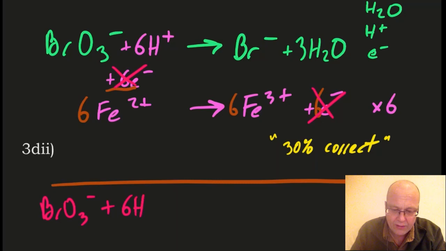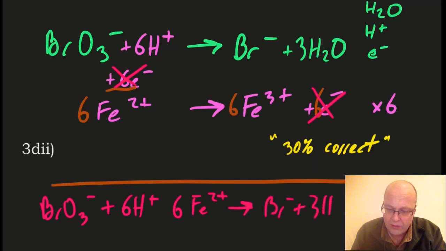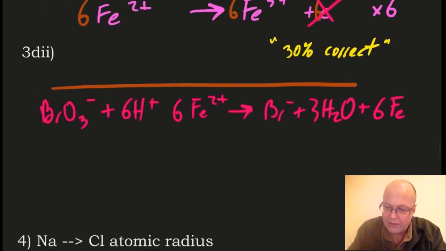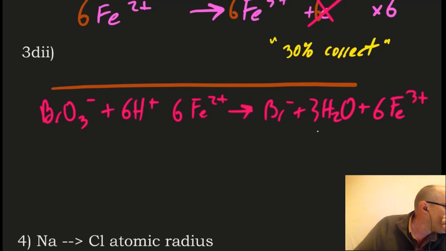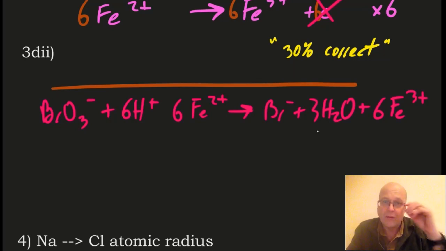And that gives me the bromate 5 ion, 6 hydrogen ions, 6 iron 2 plus ions, got some bromide ions, 3 waters, and 6 iron 3 plus. It's going over my face there, isn't it? 6 iron 3 plus ions. Is that right? Bromate 6 and 6, and bromide and 3 and that. Yep, only 30% of people got that correct.